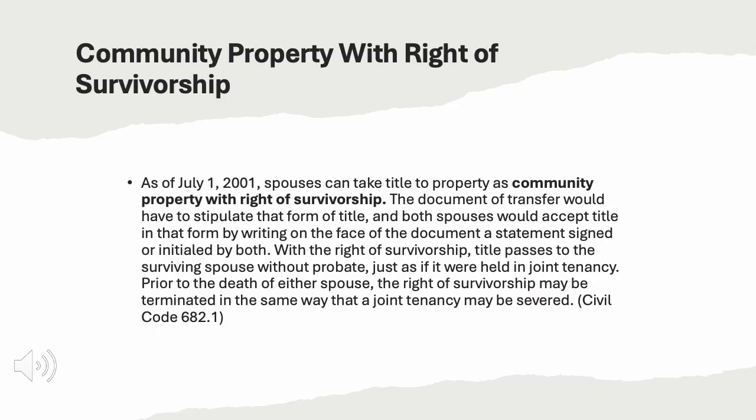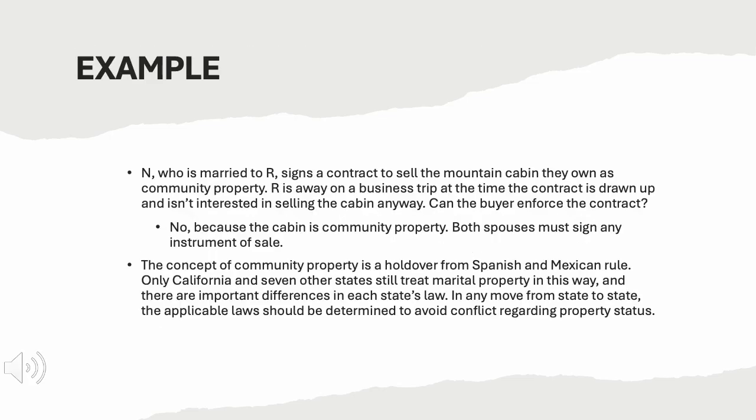Community property with right of survivorship. As of July 1st, 2001, spouses can take title to property as community property with right of survivorship. The document of transfer would have to stipulate that form of title, and both spouses would accept title in that form by writing on the face of the document a statement signed or initialed by both. With the right of survivorship, title passes to the surviving spouse without probate, just as if it were held in joint tenancy. Prior to the death of either spouse, the right of survivorship may be terminated in the same way that a joint tenancy may be severed. Civil Code 682.1.